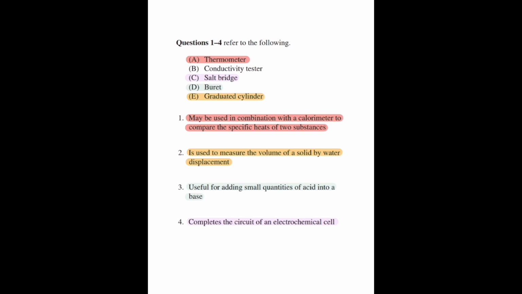Next, it is useful for adding small quantities of acid into a base. This should make you think of a titration, in which you will use D, a burette. Finally, we need a piece of equipment to complete the circuit of an electrochemical cell. In order to replenish the electrolytes in your solution, you will need C, a salt bridge.